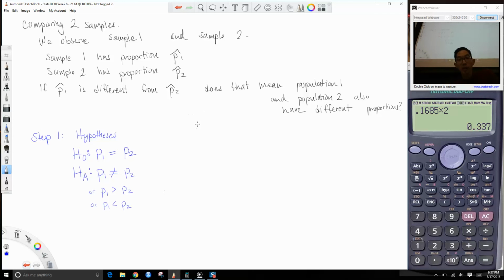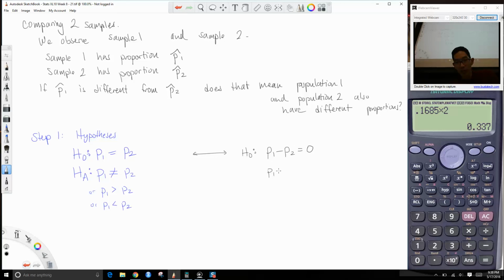There is an alternate writing of this. The null hypothesis could also be written as P1 minus P2 is equal to 0. All we did is, with algebra, subtract P2 from both sides, and we get P1 minus P2 is equal to 0. Can you guys see that? These can all be written exactly the same way.